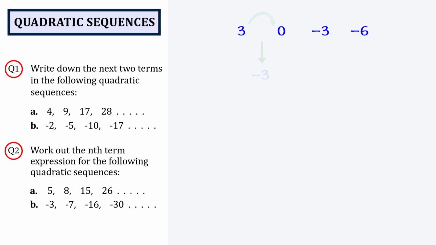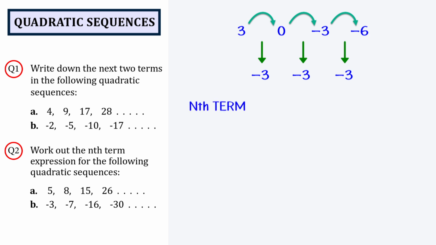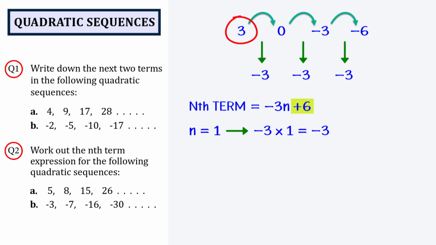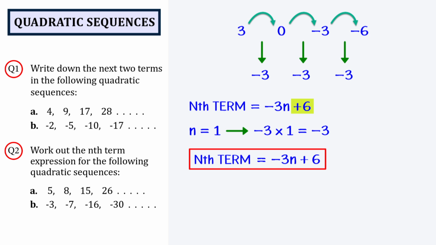Well, the difference between 3 and 0 is minus 3, between 0 and minus 3 is minus 3, and between minus 3 and minus 6 is also equal to minus 3. And so because the first difference is equal to minus 3, this means the nth term expression must include minus 3n. But when n is equal to 1, minus 3 multiplied by 1 is equal to minus 3, not 3. And so we need to add another 6. So the nth term expression is equal to minus 3n plus 6.